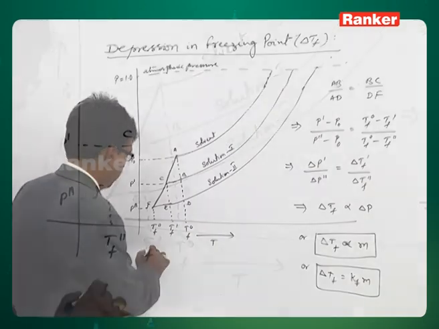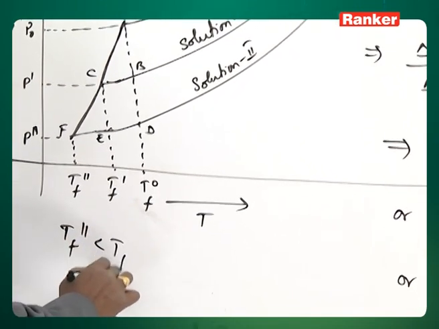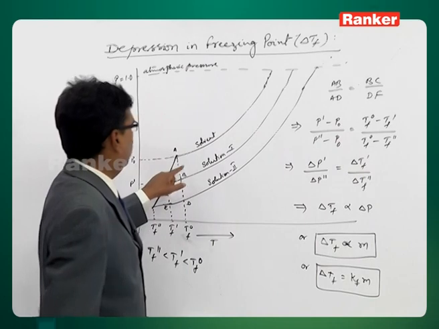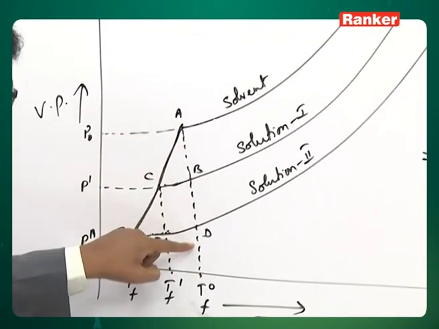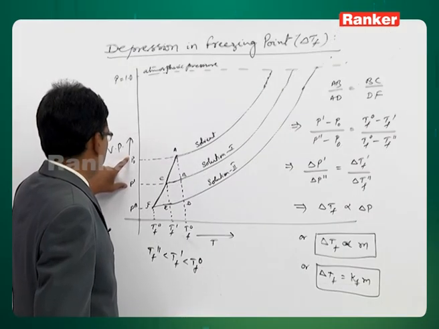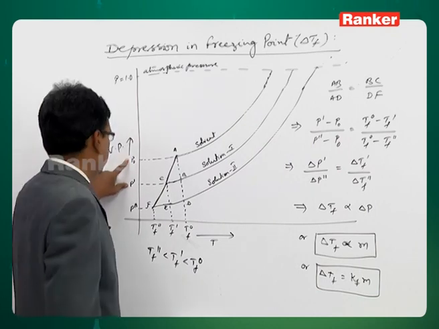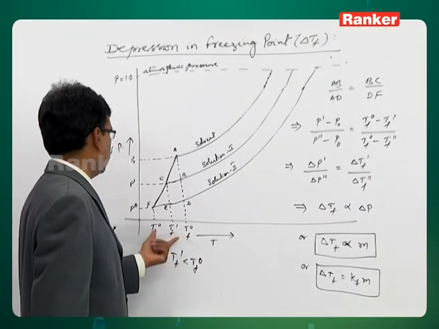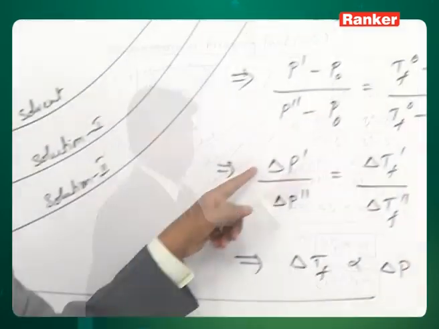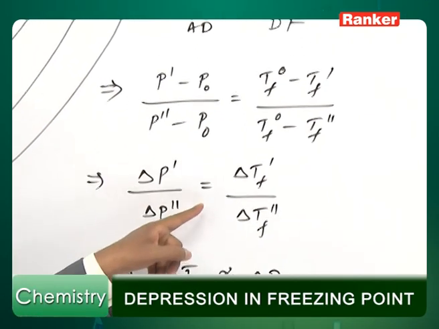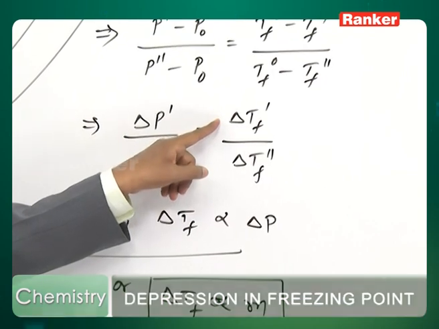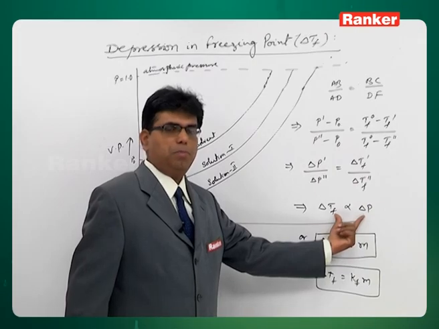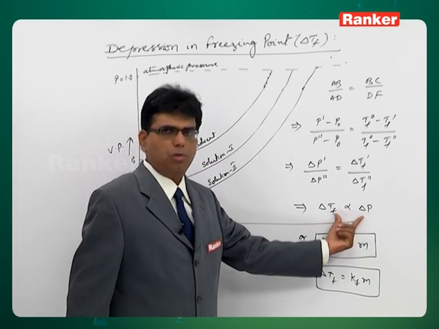So, as you can see from the graph, TF double dash is less than TF dash is less than TF naught. Mathematically, the ratio of AB to AD, that is P naught minus P dash by P naught minus P double dash, is equal to TF naught minus TF dash divided by TF naught minus TF double dash. That is, change in vapor pressure for solution 1 by change in vapor pressure for solution 2 is equal to change in freezing point for solution 1 by change in freezing point for solution 2. So, this in turn is again that decrease in vapor pressure is proportional to change in its vapor pressure from solvent to solution.